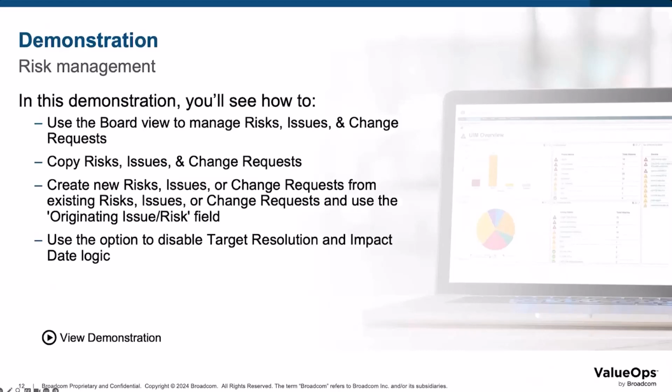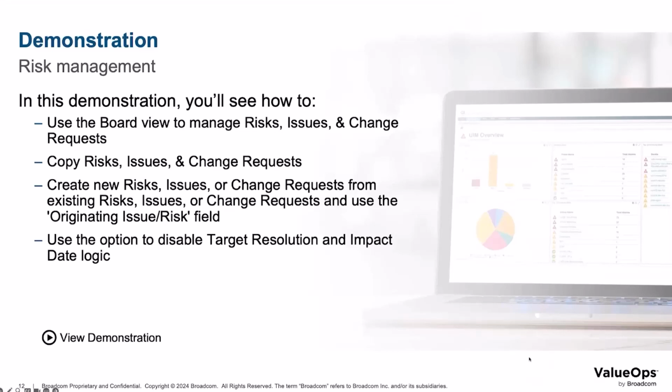So you're going to learn how to use the board view to manage risks. We'll copy a change request. We will create a new issue from a change request and use the originating issue risk field. And then we're going to use the option to disable that target resolution and impact date logic that is frustrating customers. So let's get started.